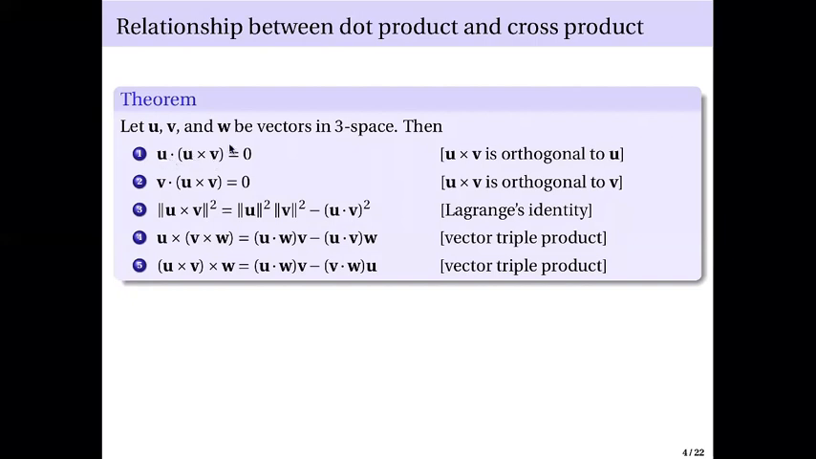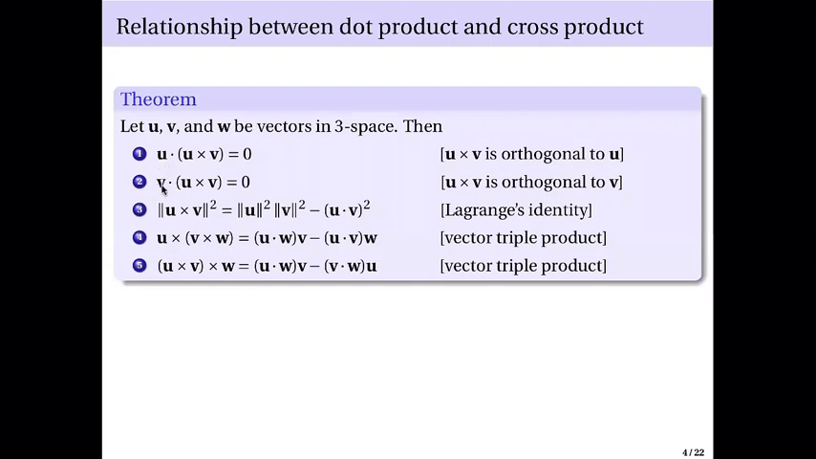But this first item tells us what? U dot U cross V is equal to 0. And remember, if you get the dot product of 2 vectors and it's equal to 0, it means that the 2 vectors are perpendicular to each other, or they are orthogonal. This first item tells us that U cross V is orthogonal to the vector U.